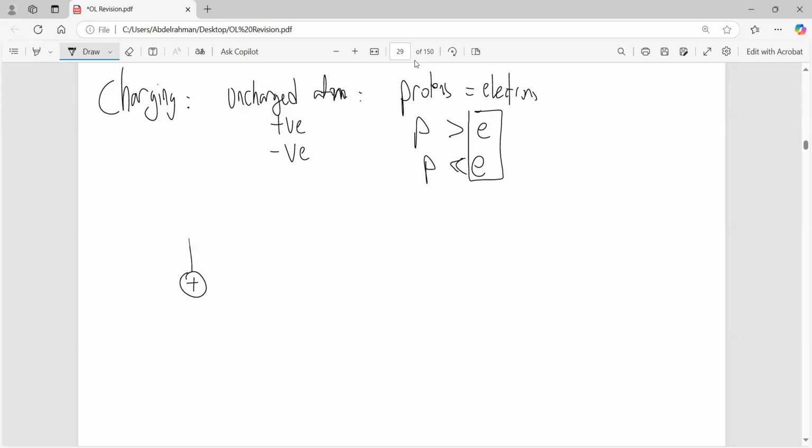If I have a charged particle, for example a positively charged particle, then we draw the electric field around it. How do we draw the electric field? The electric field is moving outwards. And if we have a negatively charged particle, then the electric field would be facing inwards.